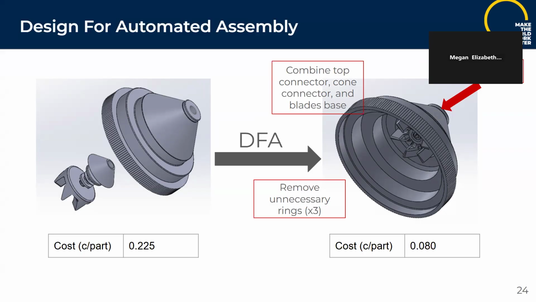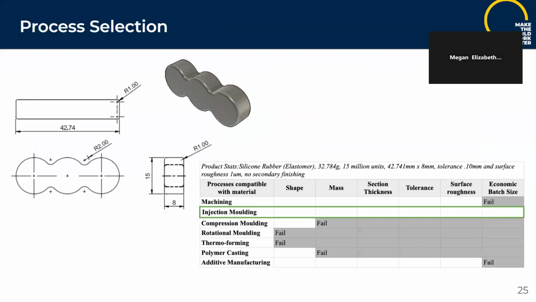By connecting the top connector, the cone connector, and the blade space, we were able to eliminate some of the rings that were in between there that became unnecessary, and we retapped the top hole so that it could maintain its constant function. This will likely make the manufacturing a bit more difficult and a bit more costly, but it ends up taking the cost for automated assembly from 22.5 cents per part to 8 cents per part.